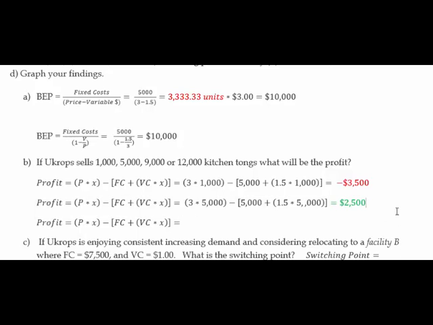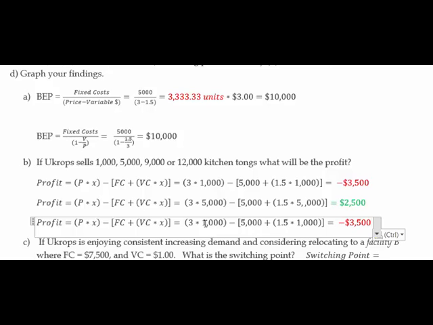Now, what about if we were to sell 9,000 of these things? So we'll just put this here. And now we change this. We're going to sell 9,000. So now we're making 9,000 times $3. That's how much we're bringing in. But we have to subtract off of that our fixed costs and then our variable costs per unit. So we got 9,000 times $1.50. And now we're not going to be in the red anymore. So we'll just change that to green. And we're going to make a profit of 8,500.